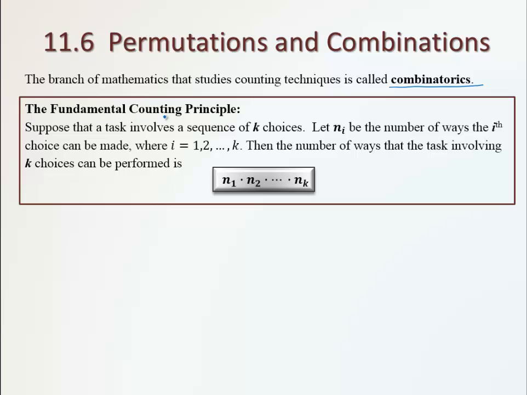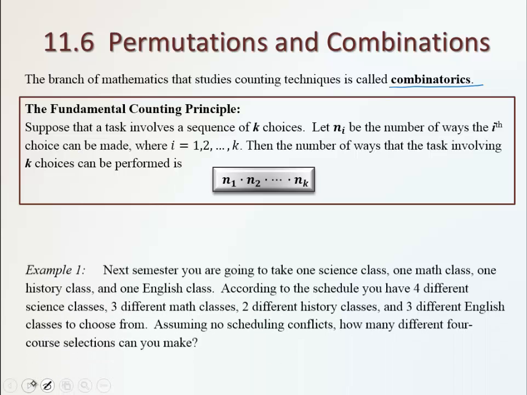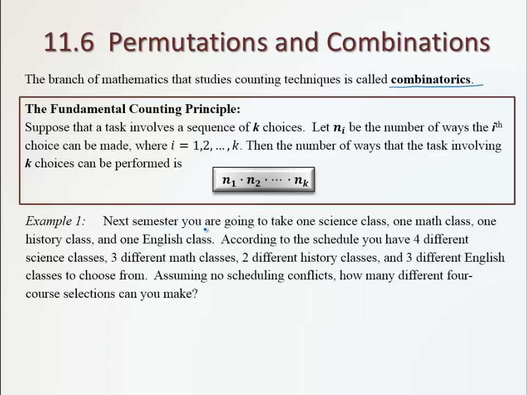The fundamental counting principle tells us that if a task involves a sequence of k choices, and if n_i is the number of ways the ith choice can be made, for i being any number from 1 to k, then the number of ways that the task involving all k choices can be performed is the product of the number of ways that the task can be performed for every particular choice i. Let's see how this fundamental counting principle works with this particular word problem.